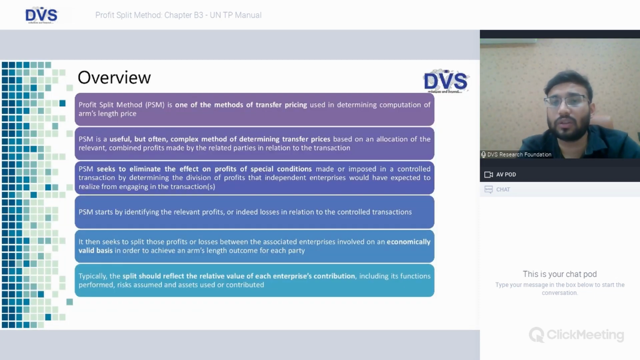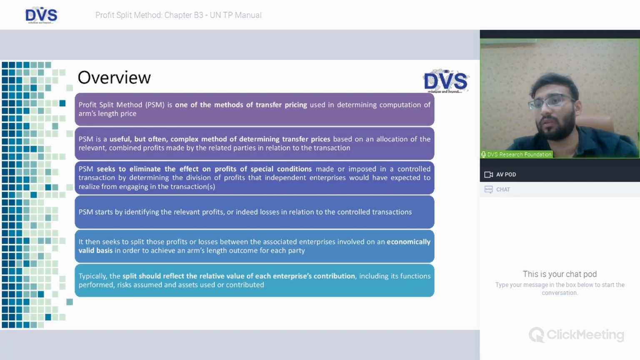PSM is one of the methods used in determining the computation of arm's length price. Useful, but again a complex method of determining prices. So again, friends, it's not a go-to method when it comes to transfer pricing. Its relevance is only for specific transactions or specific circumstances. It's not like the transaction net margin method, cost plus method, or CUP for that matter, which we can use frequently. Even though useful, it's a complex method, which starts by identifying relevant profits or indeed losses in relation to the controlled transaction.